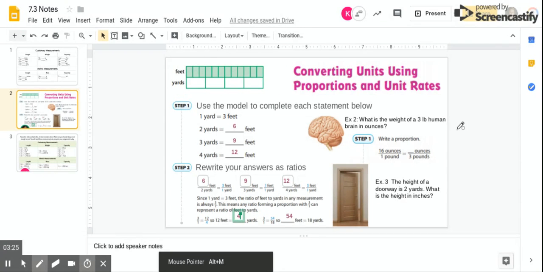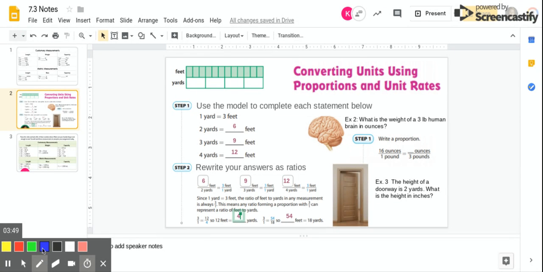All right, example 2 over here says, what is the weight of a 3-pound human brain in ounces? So according to that measurement chart, there's 16 ounces in 1 pound. So it's asking us how many ounces would be in 3 pounds. So this is a proportion that we've set up. And again, cross multiply and divide. So you're going to have to take 16 and multiply it by 3, which is 16 times 3, 48. And then divide by the third number, which has been 1 pretty much across the board. So your answer would just stay 48.